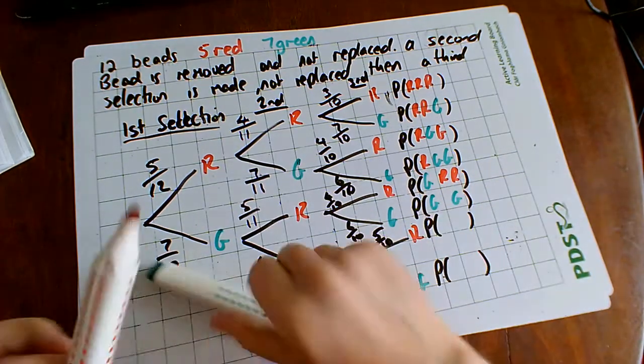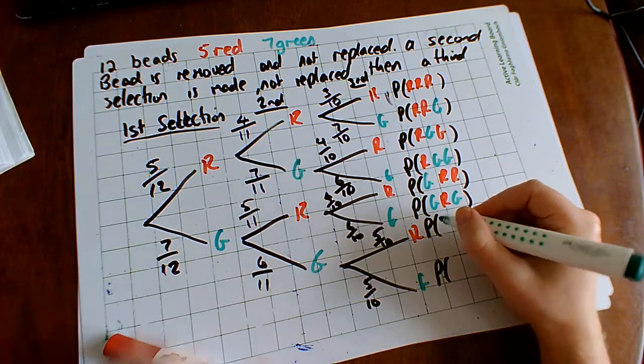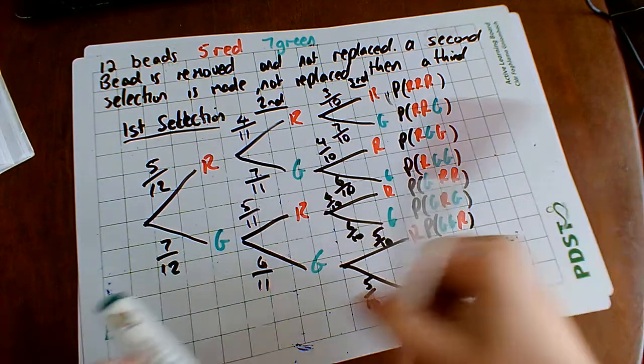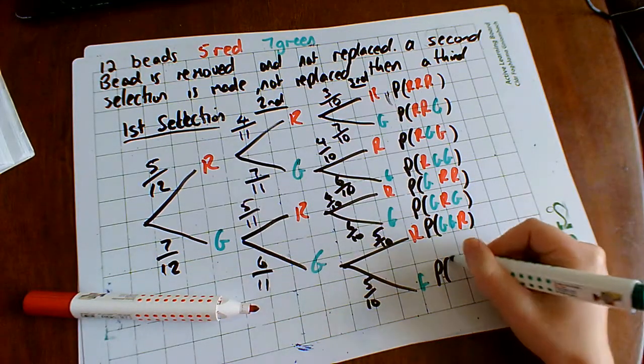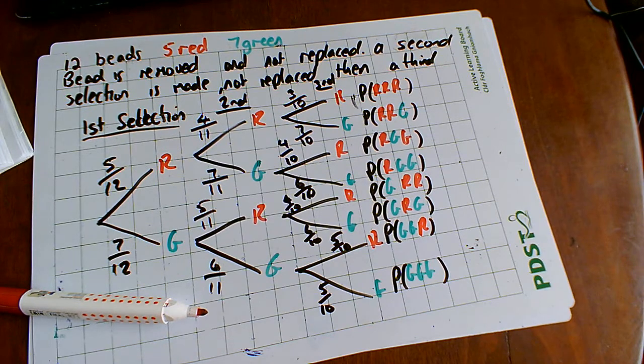So I'll put that, green, red, green. And if you follow this third path, or this second last path, it's green, green, red. And then the last path is green, green, green. And you can work out the probabilities of all of those if you want.